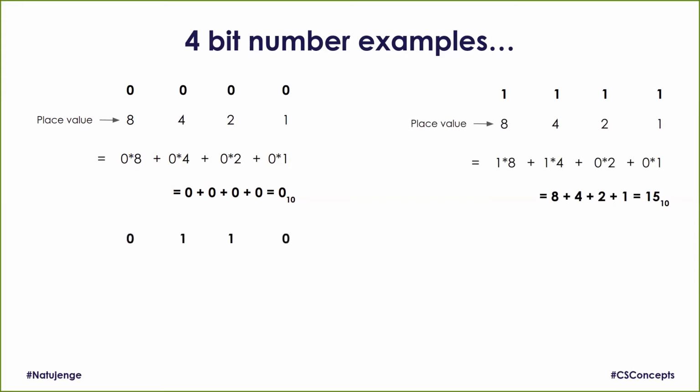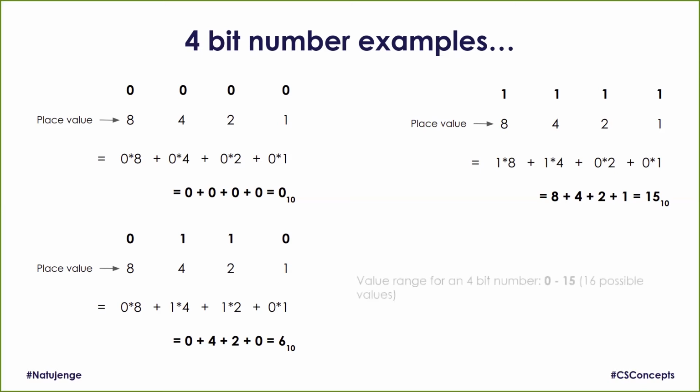When you look at another number, 0, 1, 1, 0, looking at the place value, the 8 is not there and the 1 is not there. So you're left with a 4 plus 2, which gives us 6. So if you ever see 0, 1, 1, 0, it should be possible to determine that that's a 6. So from this slide, you can tell that the value range for a 4-bit number is 0 to 15, or 16 possible values.